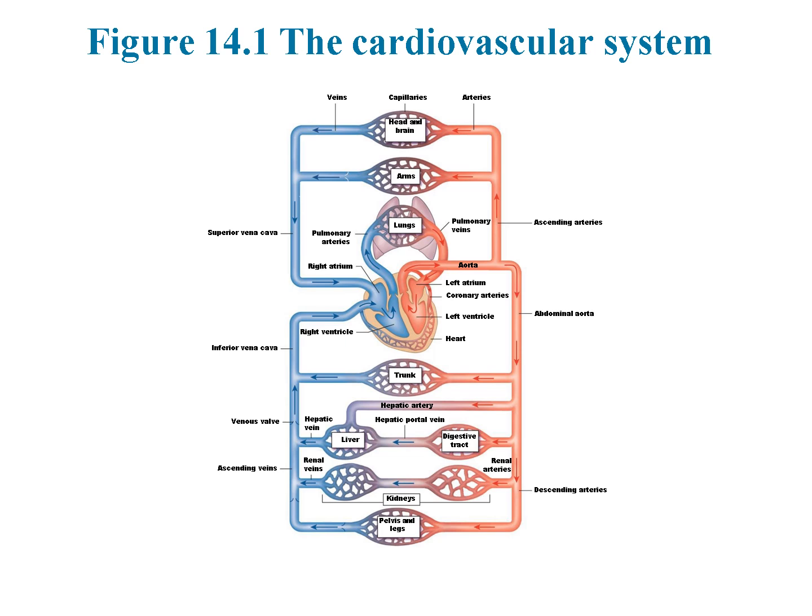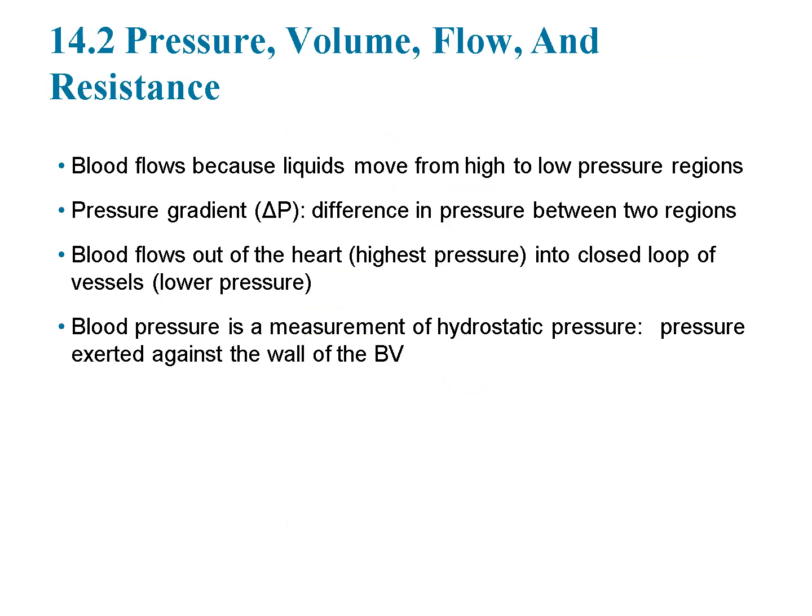Blood circulation is driven by pressure differences within the cardiovascular system. Blood flows from regions of high pressure to regions of low pressure, ensuring continuous movement through the vessels. This movement is governed by a pressure gradient, represented as delta P, which refers to the difference in pressure between 2 points in the circulatory system. The greater the difference, the stronger the driving force for blood flow. The heart generates the highest pressure as it contracts, propelling blood into the arteries.